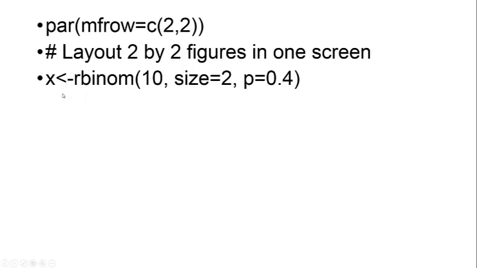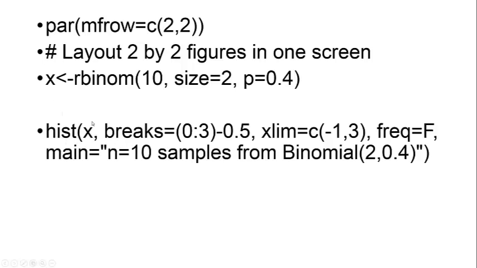First, we generate data and store it in X. The data comes from a binomial distribution. We are going to generate 10 of them and store them in X. Then we draw the histogram of those 10 data points.